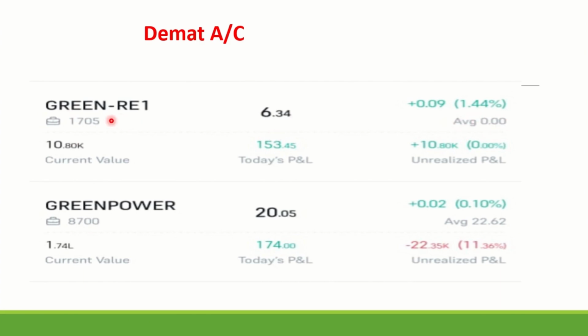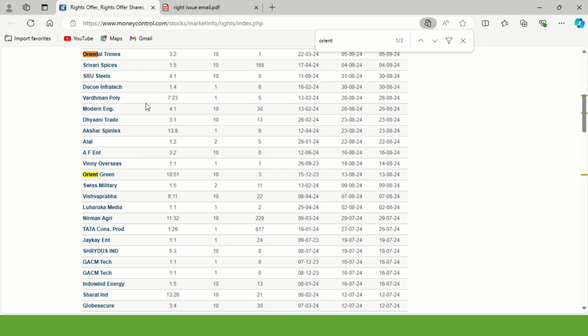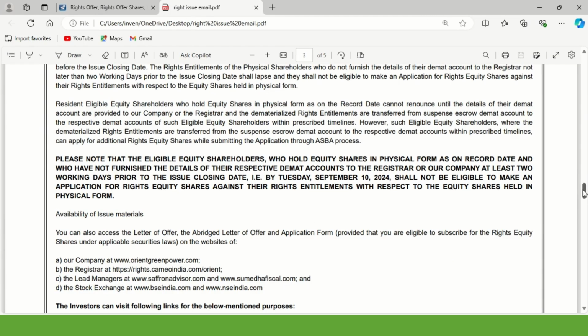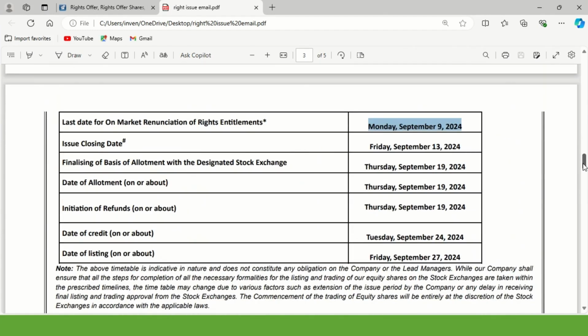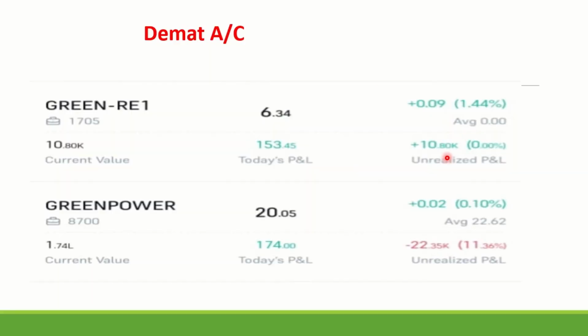Why? Because it is available in your account after this closing date. They mentioned the closing date in your email, right? What is the closing date they have given? The issue closing date is September 13. This respective green RE1 will disappear from your account after the 13th. Before that you need to sell.